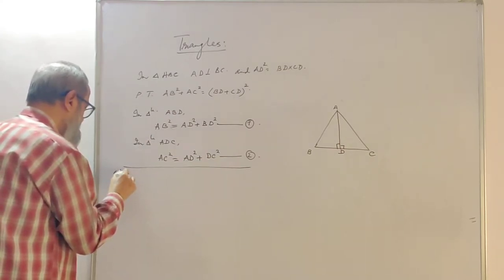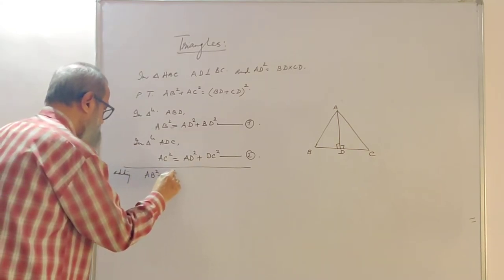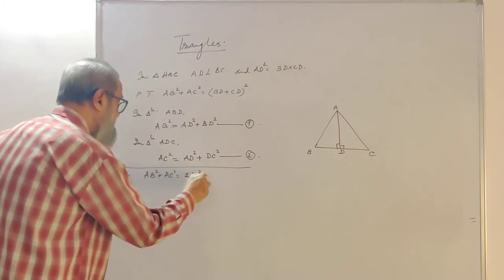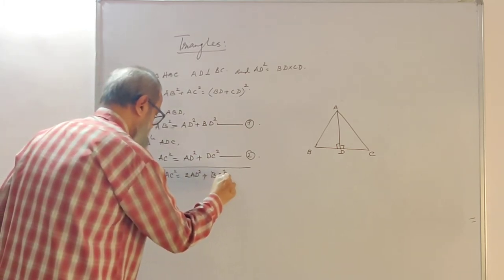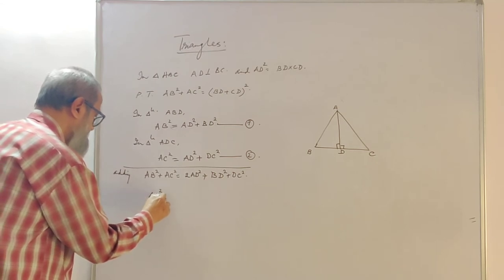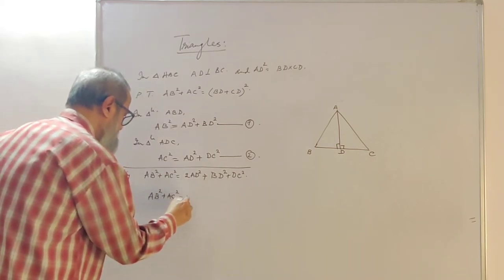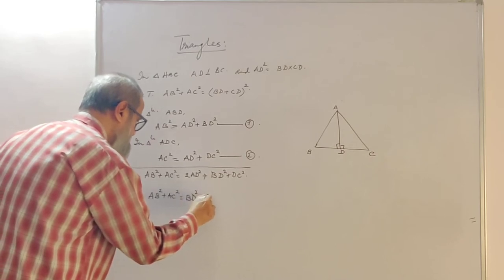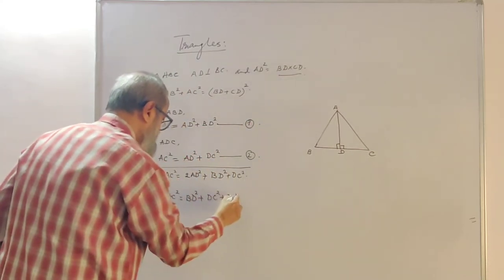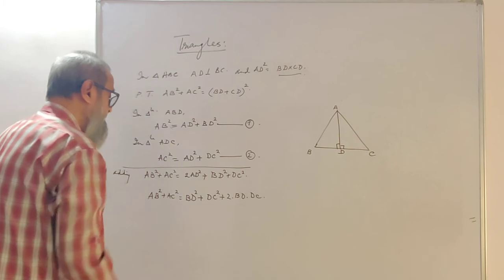Adding equation 1 and 2, we get AB square plus AC square is equal to 2AD square, that is AD square plus AD square plus BD square plus DC square. Now, AB square plus AC square is equal to BD square plus DC square plus 2 into BD into DC, instead of AD square, because it is given in the problem that AD square is equal to this.